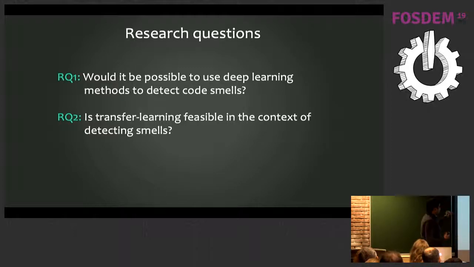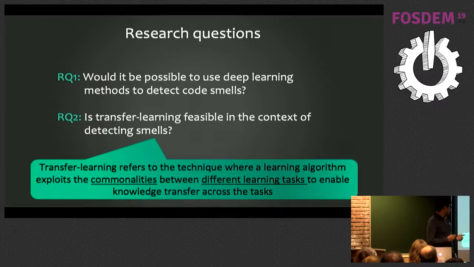In the second research question, we are exploring whether transfer learning is feasible. And what is transfer learning? Transfer learning is nothing but a technique where we exploit the commonalities between different learning tasks. So what we are going to do essentially is that we learn a model from one programming language, and then we apply that trained model to another programming language.